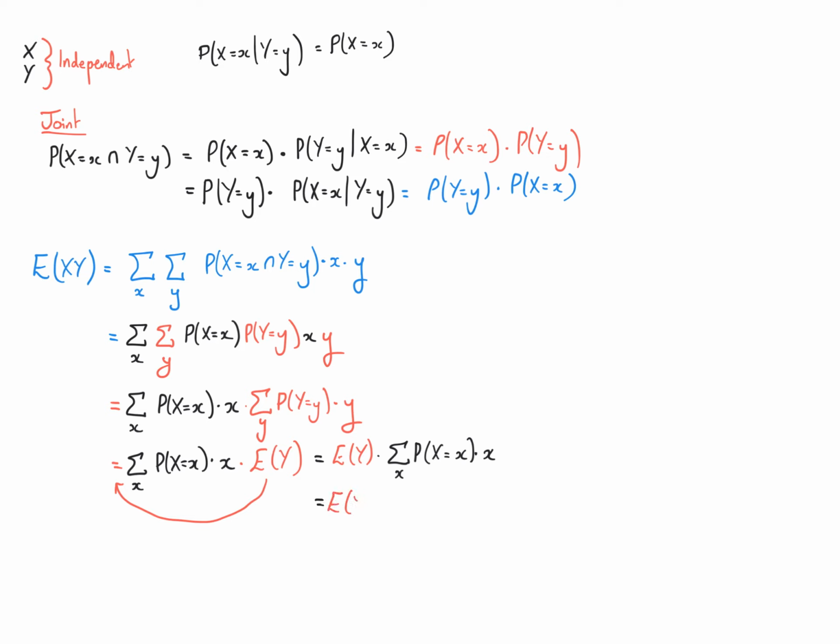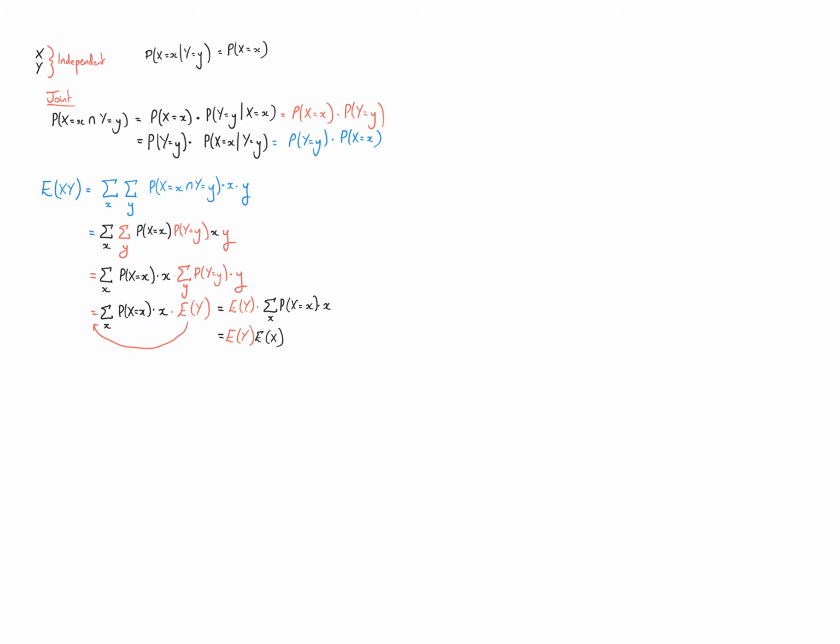So our expectation of xy, if x and y are independent random variables, is just equal to the product of the expectations. Now we can use this to calculate the covariance. So the covariance between x and y is just equal to the expectation of xy minus the expectation of x times the expectation of y.